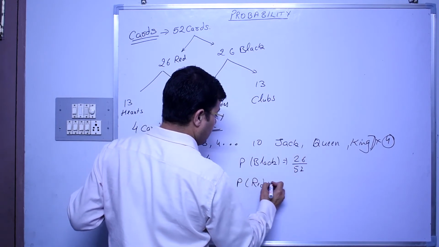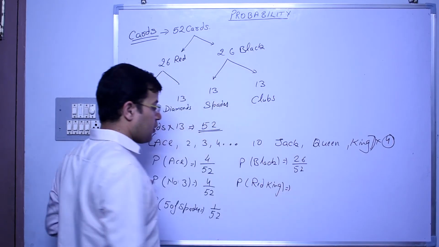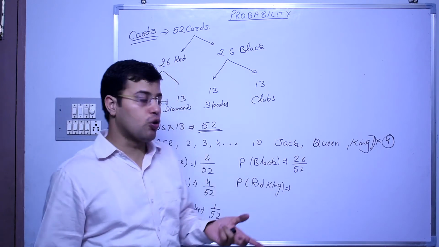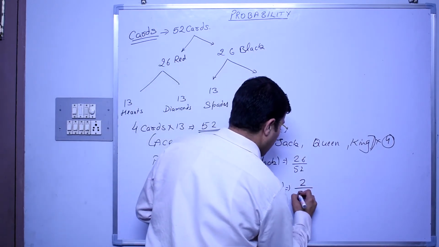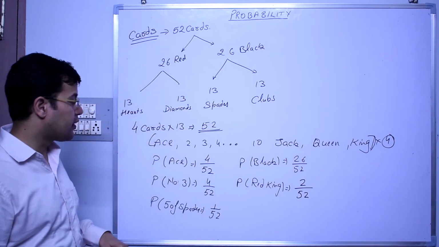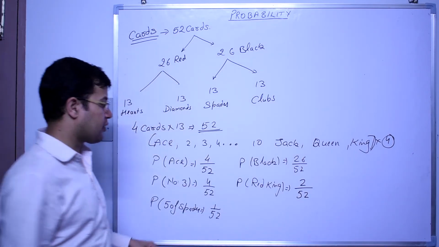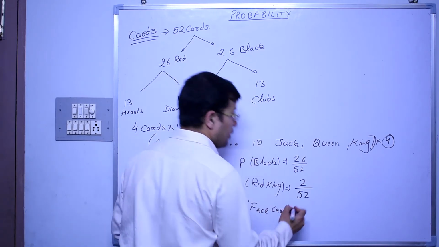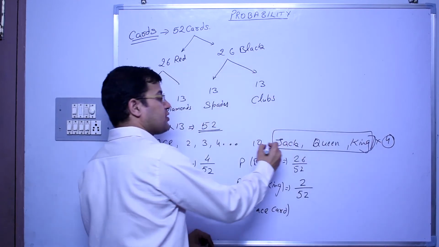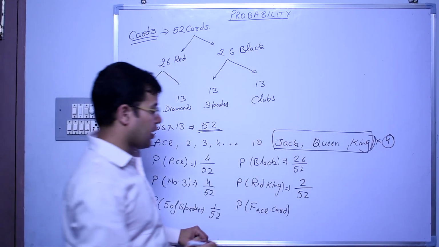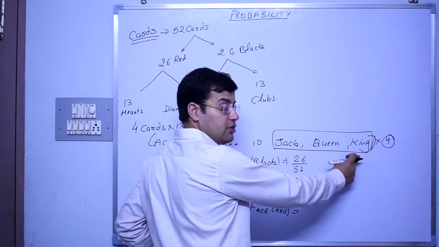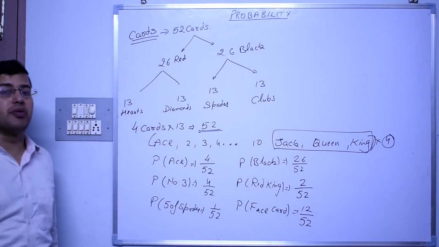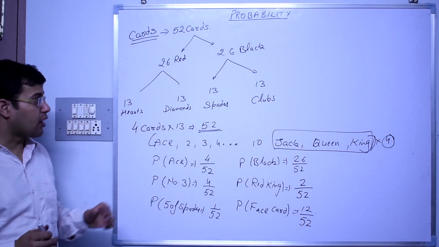Probability that it is a red king. First of all, the total number of kings will be 4. Out of those 4 kings, there will be 2 red and 2 black. So the answer shall be 2 by 52. So these are a few cases that can be asked. Then if they ever ask you the probability of a face card, these are known as face cards, as the card resembles a face. So hence 3 categories, 4 of a kind, 12 by 52 will be the answer.